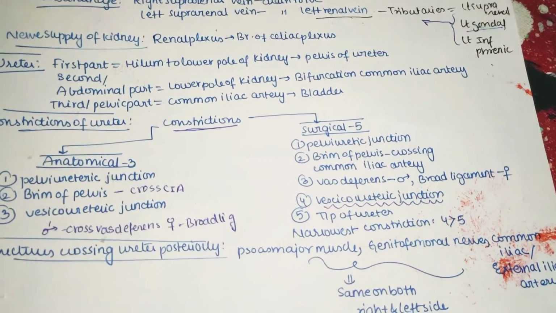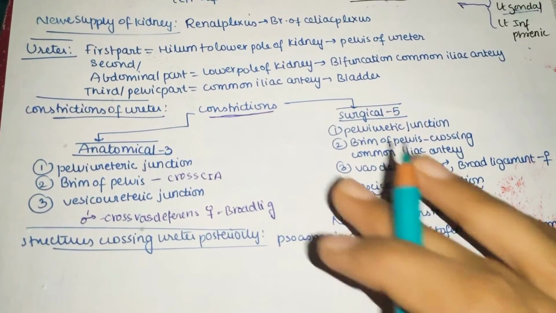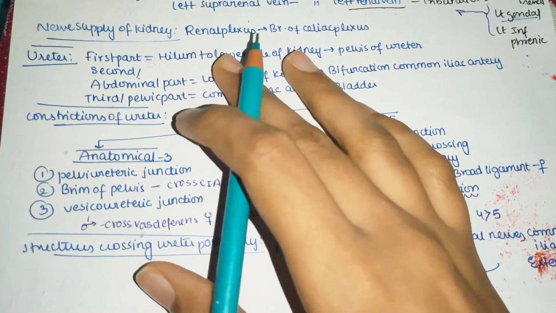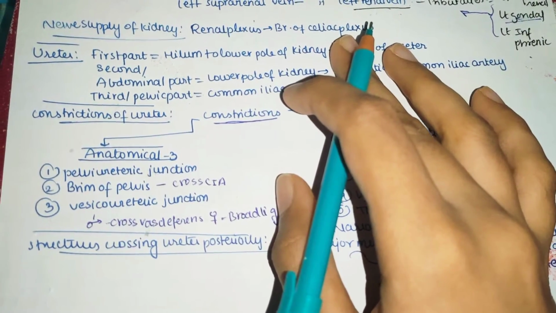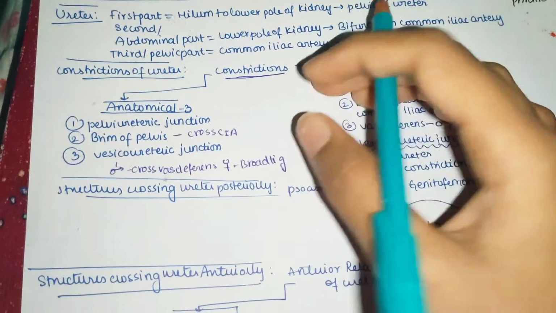So now coming to the nerve supply of kidney. Kidney is supplied by renal plexus, which is a branch of celiac plexus. Okay. So finally, ureter.